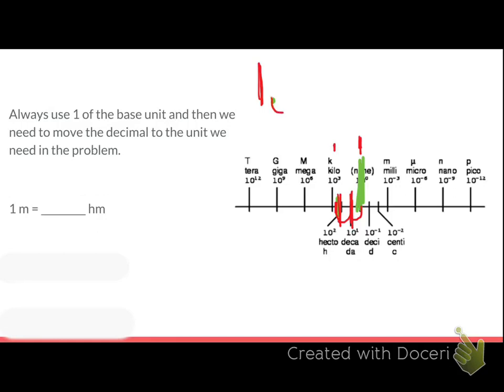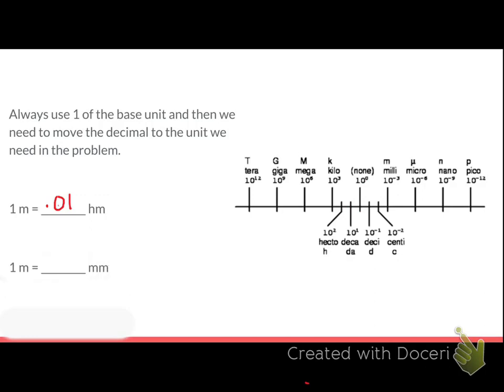So I'm going to move my decimal 2 spaces. Actually, I went the wrong way. Since I moved to the left here, I need to move my decimal to the left. 1, 2 spaces. Put that decimal in there, right here, and then fill in with a 0. So my answer for 1 meter is 0.01 hectometers. Okay, let's do another example here.